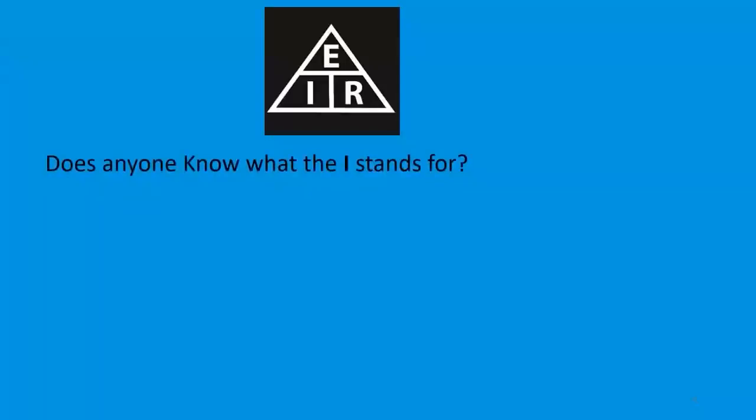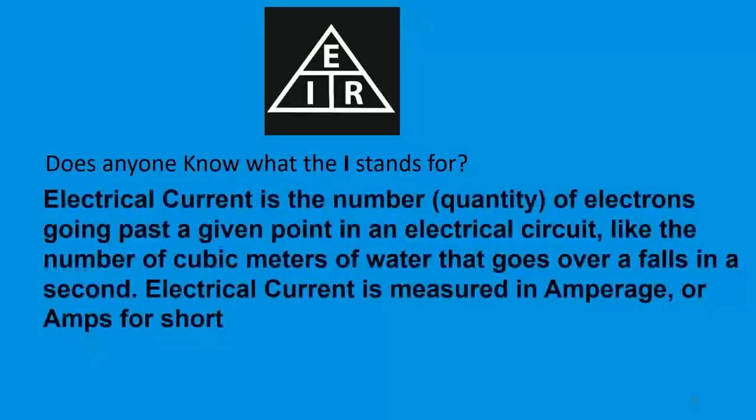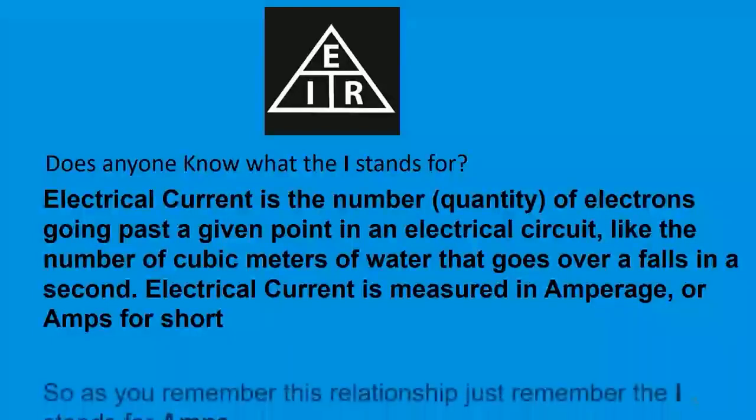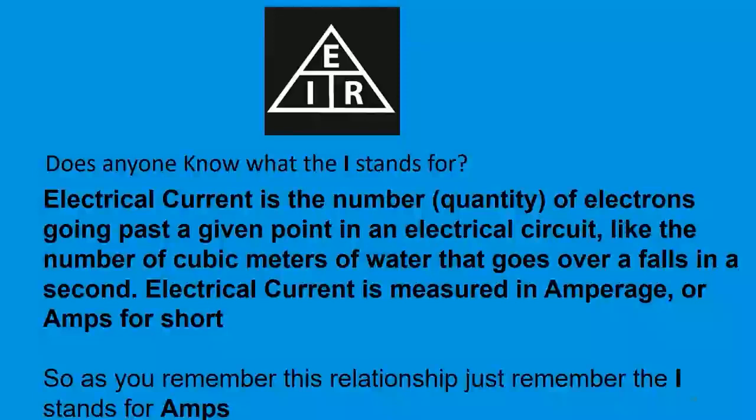Does anyone know what the I stands for? Electric current is the quantity of electrons going past a given point in an electrical circuit. Like the number of cubic meters of water that falls in a second, electrical current is measured in amperage, or amps for short. So as you remember this relationship, just remember that the I stands for amps.